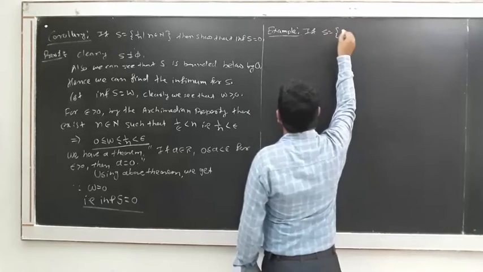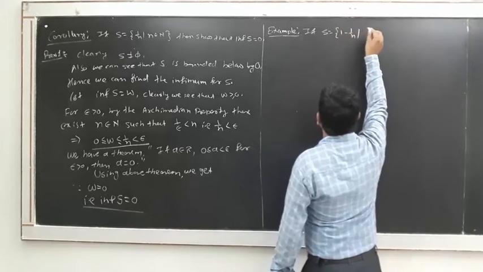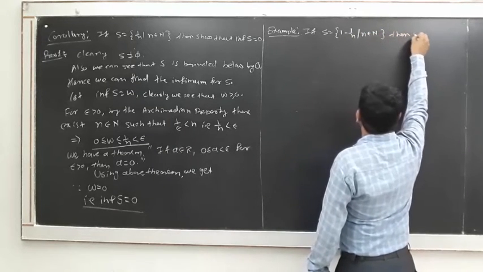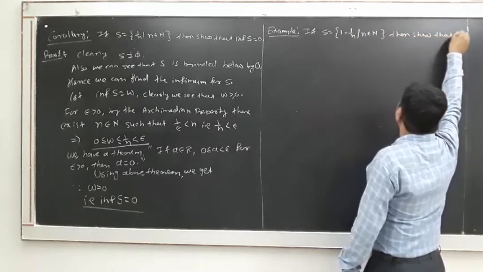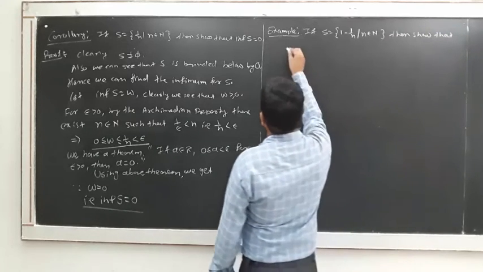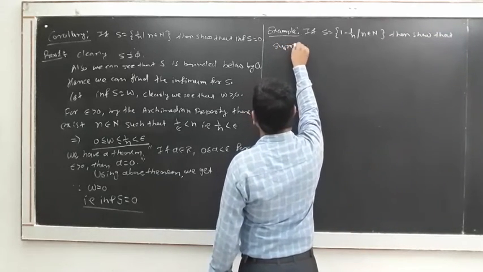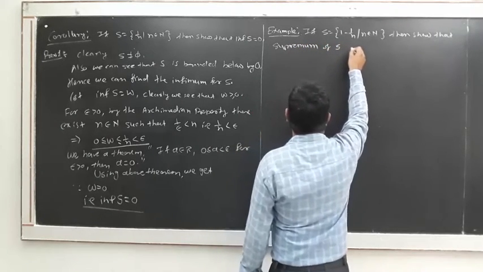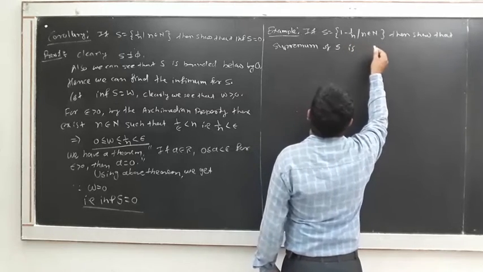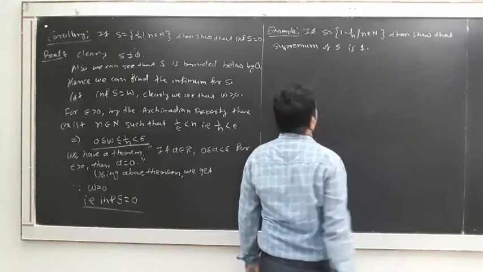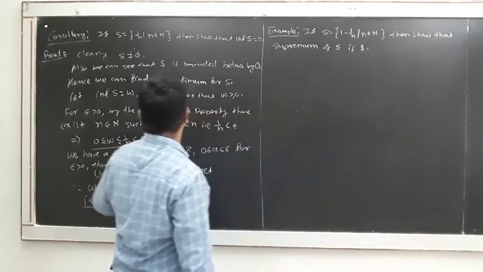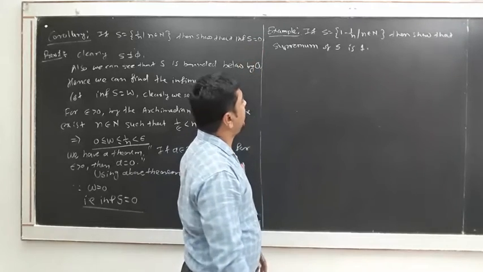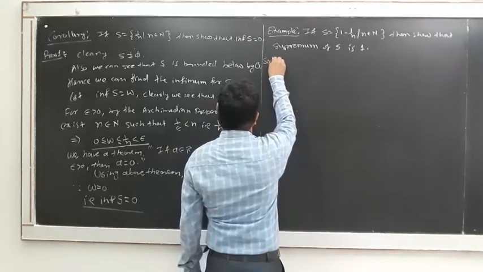If S is equal to 1 minus 1 upon n, where n belongs to the natural numbers, then show that the supremum of S is equal to 1. Or it can be asked like this: supremum of S is equal to 1. So what is our solution?